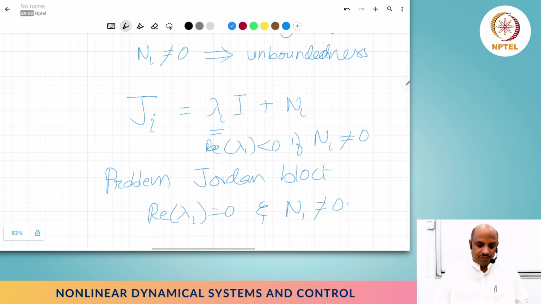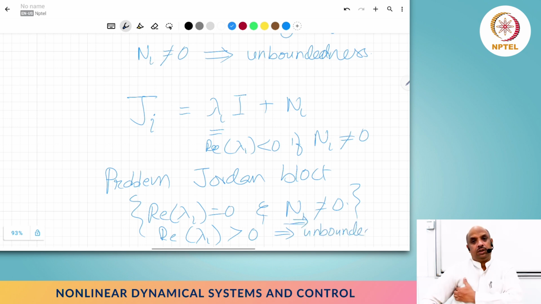Everything else is going to be bounded. If the real part of lambda i is less than 0, then we'll have convergence. If the real part is 0 and Ni is 0, then we'll have boundedness that corresponds to this Lyapunov stability kind of condition. But if we have this condition where the real part is 0 but Ni is non-zero, then that's a problem. And of course the usual case where the real part of lambda is positive for some block, then that's also unbounded, right? These two are unbounded cases. And the nice thing about understanding this is that the Jordan form gives you that, right?